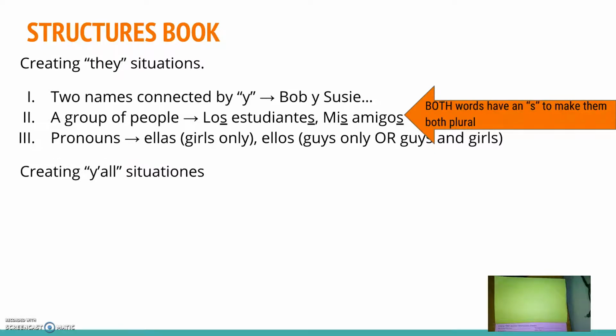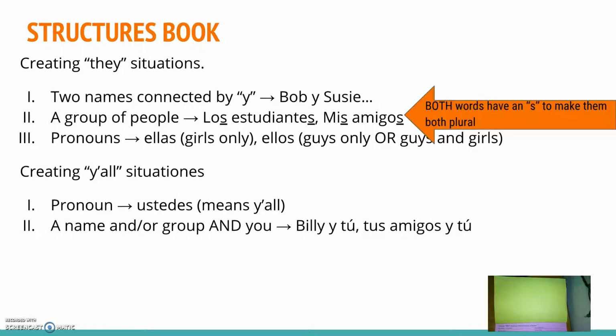Then we can also create the sentences dealing with what y'all do. You can use the pronoun y'all, ustedes, so that is how it's pronounced, ustedes. Or you can use a name and or a group plus the word you. So like Billy y tú, that would be Billy and you. That would be y'all in English. Or tus amigos y tú, your friends and you.